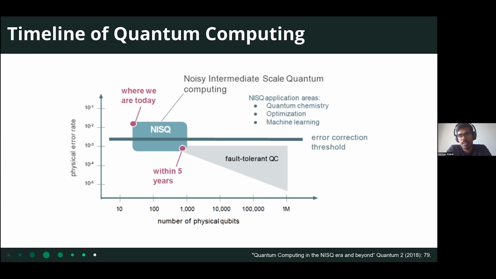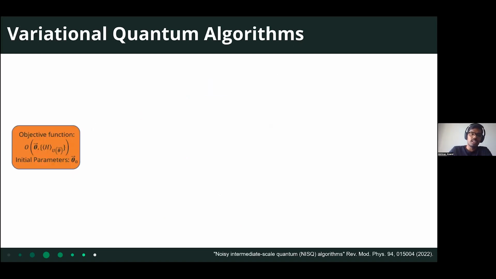So there are different application areas that have been proposed. And so this is where the whole variational quantum algorithm picture comes in. So what is a variational quantum algorithm, right? Let me give you a very big picture overview of variational quantum algorithms first, and then I'll dive into the details later.